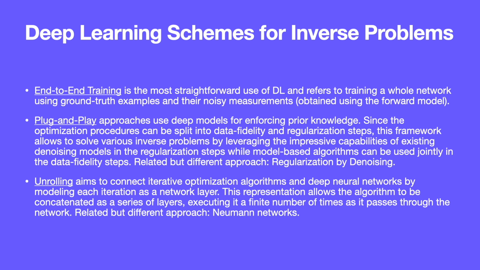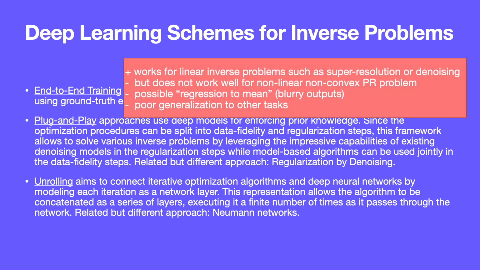But there are many downsides of these current approaches. For example, end-to-end training only works for linear inverse problems like denoising, but it doesn't work for the nonlinear non-convex phase retrieval problem. It also has a possible regression to the mean issue, which causes blurry smoothed outputs, and it generalizes poorly to other inverse problems if we train it for a specific task.